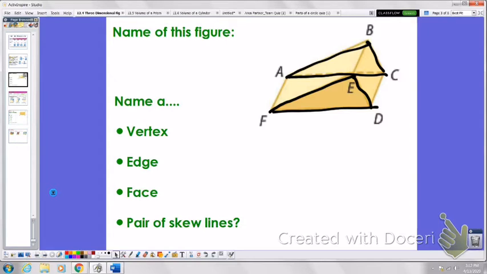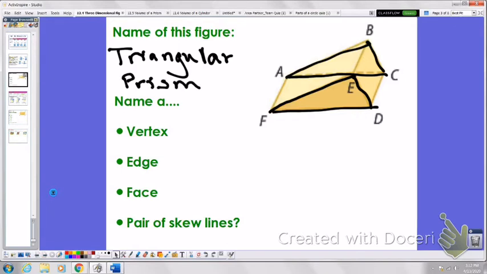Since there are 2 bases and they are triangles, we would call this a triangular prism. Prism saying that we have 2 of them, triangular saying that the base is a triangle again.